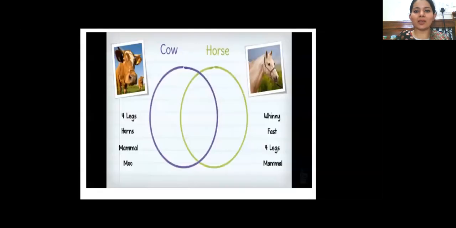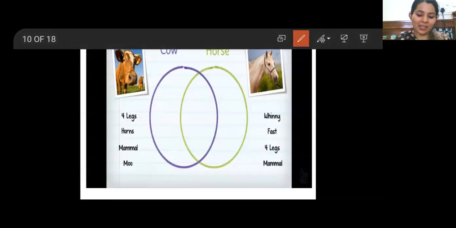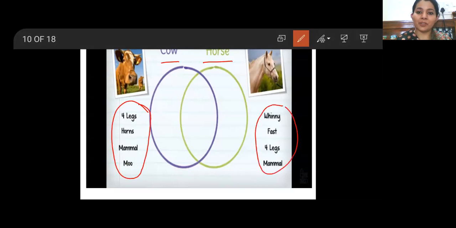Let's move on to another question. Now this is quite easy. This is an easy one for all of you, let me tell you. So here we have the information about cow and horse, and we have to put the characteristics of these two animals in the Venn diagram. Go for it, everyone.